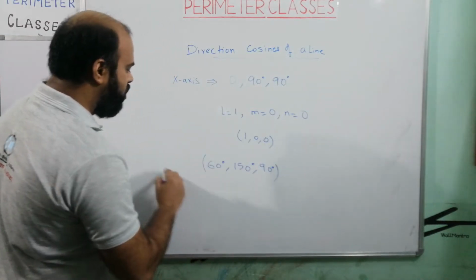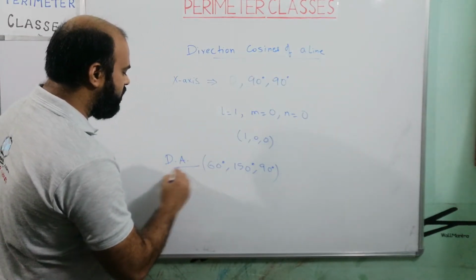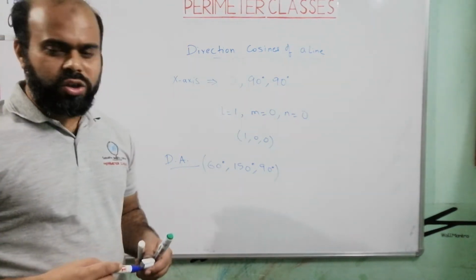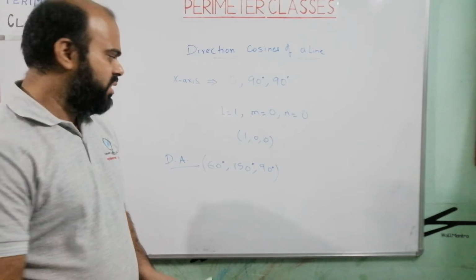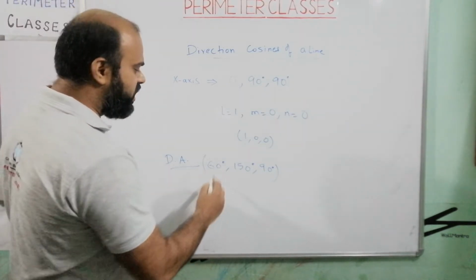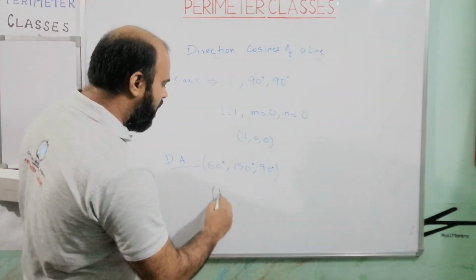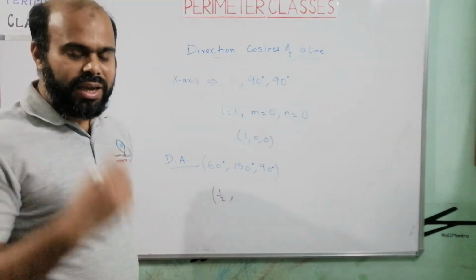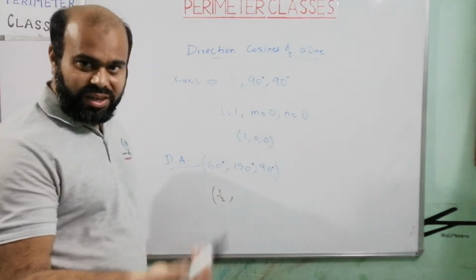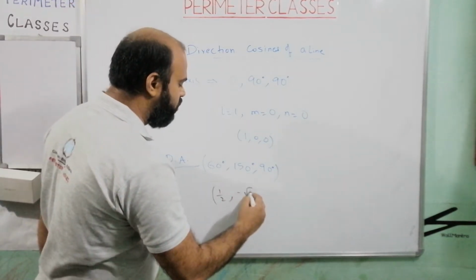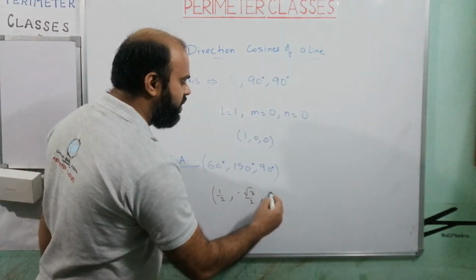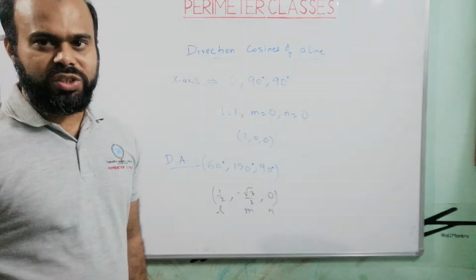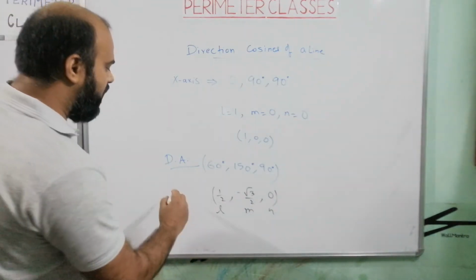We can have another example also, like we have direction angles 60 degree, 150 degree and 90 degree of a particular line. These are the direction angles. So if you take the cos of these angles, what will happen? Cos of 60 will be actually half. Cos of 150 degree will be actually minus cos 30, which is minus root 3 by 2, and cos of 90 will be 0. So L, M, N, these are the direction cosines and these are the direction angles.